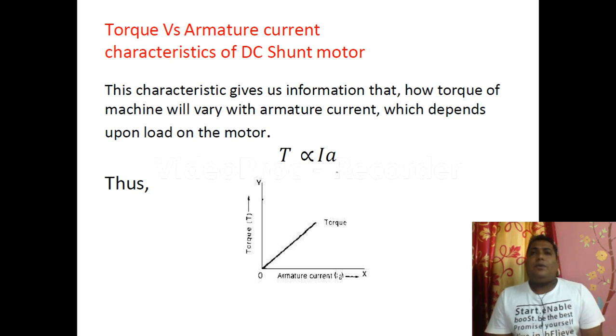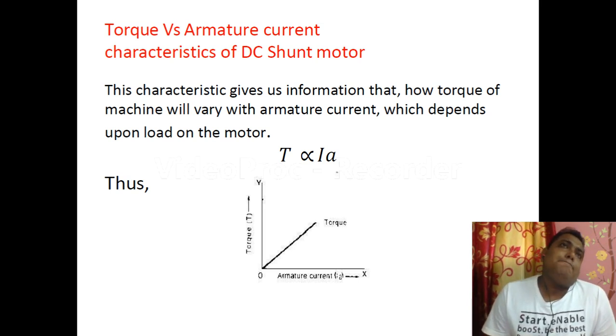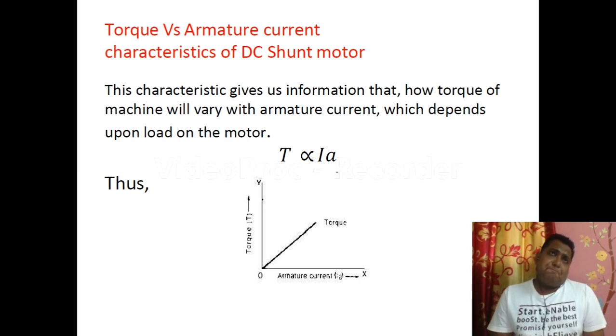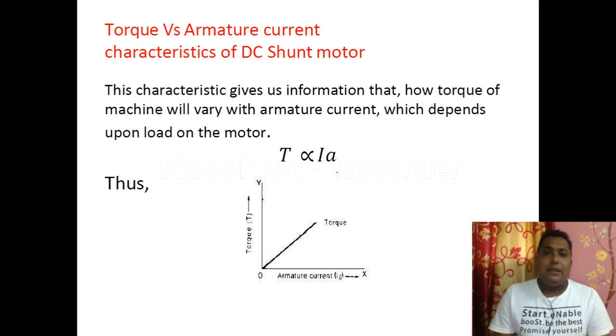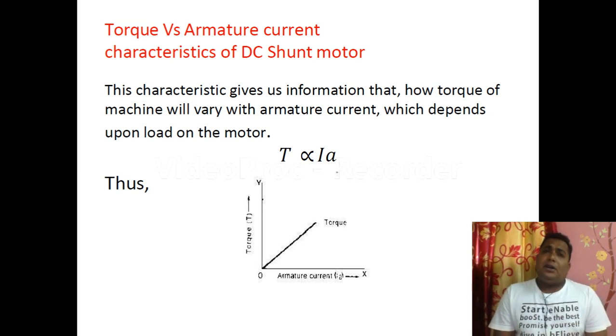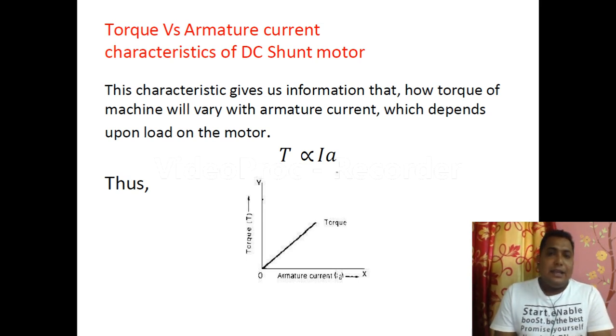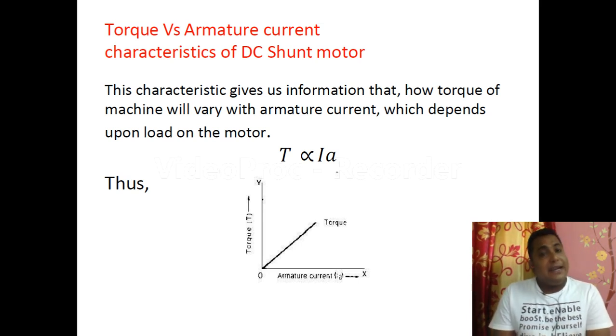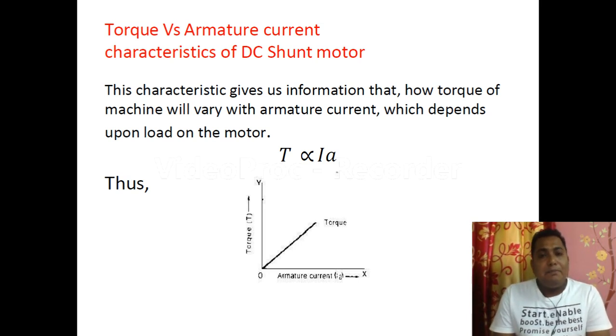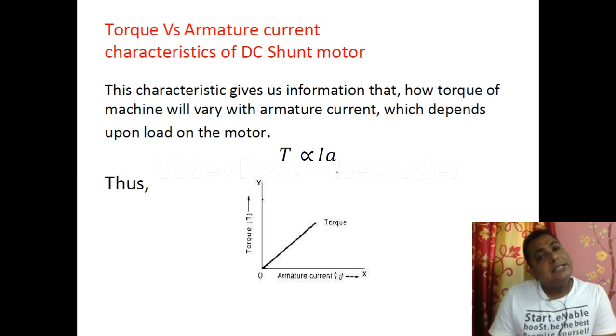So if the resistance value of the field winding is constant, then we can consider that the current flowing through the field winding is constant, because the resistance of that field winding is constant. So if that happens, then we can say that flux is also constant.